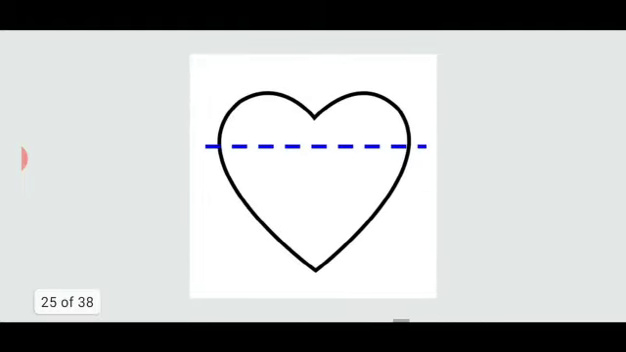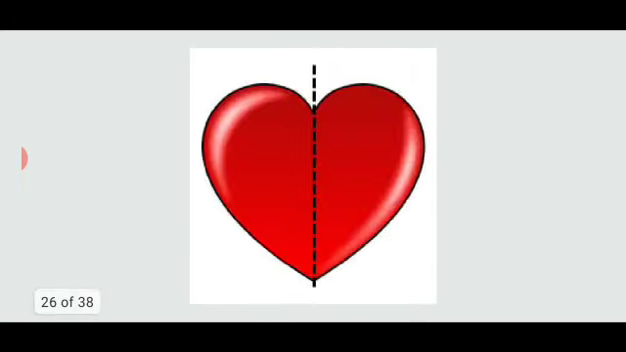Look at the shape of the heart. Draw an imaginary line passing horizontally through the center. See, are both sides the same? No. Both sides are not the same. Now draw a line passing vertically through the center. Are both sides the same? Yes. The heart shape has only one axis of symmetry.